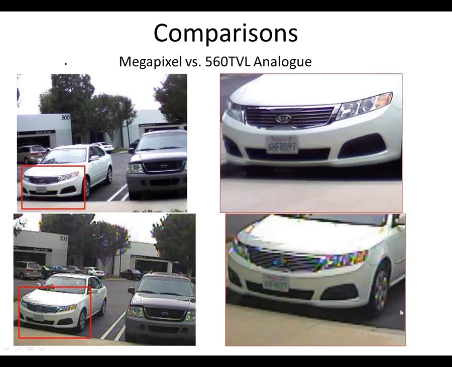Here's a typical comparison of a megapixel camera versus an analog camera. On the top, this is just a 1 megapixel camera, and you can see the difference between the two cameras, especially when you're going up to 2 megapixels. On the left, you won't be able to see much of a difference, but on your right, when it's digitally zoomed in, you would see a big difference.